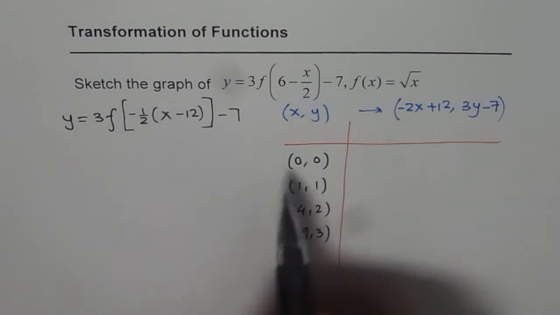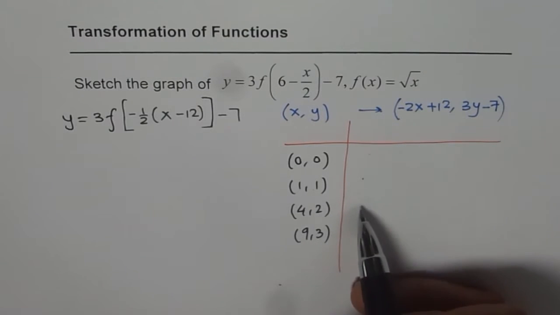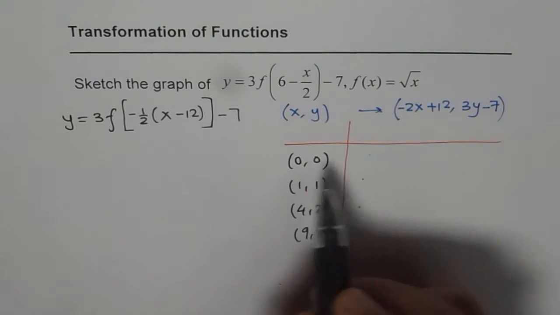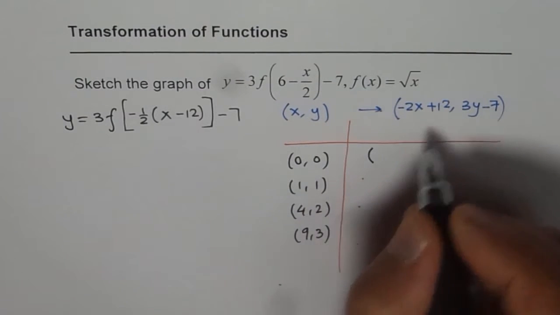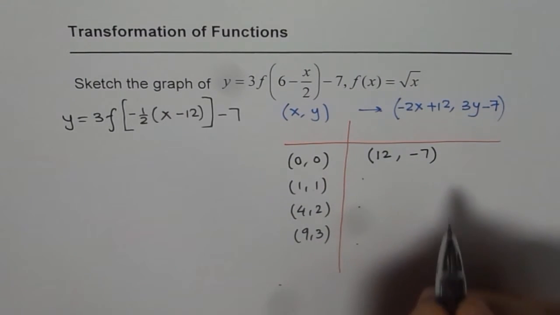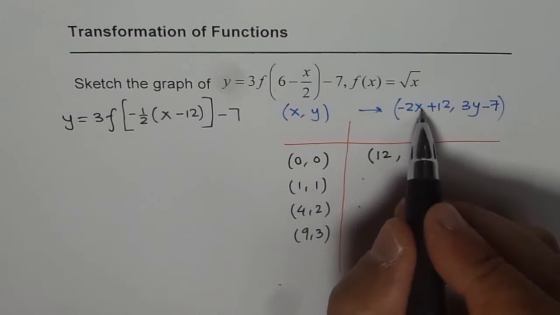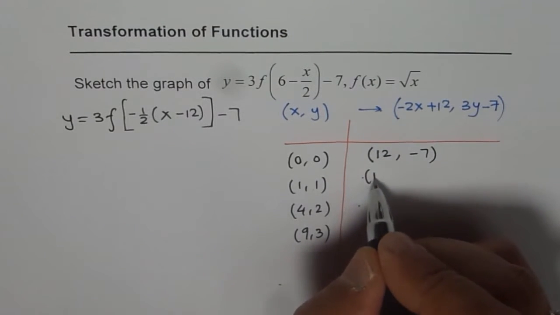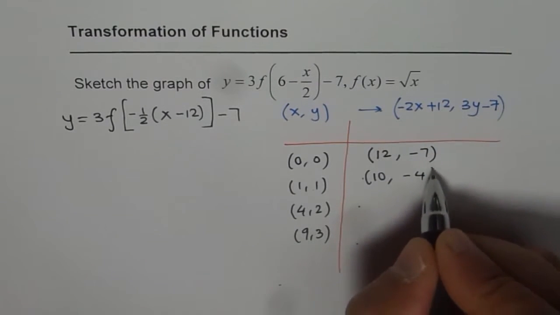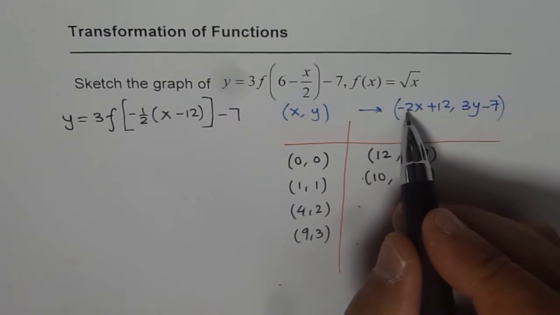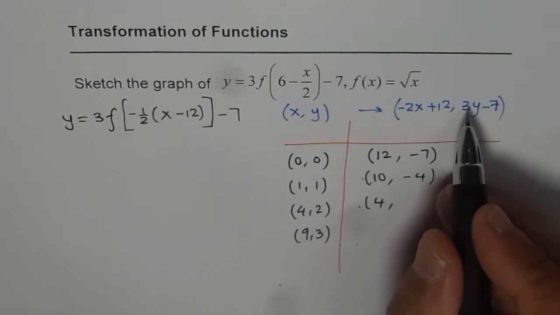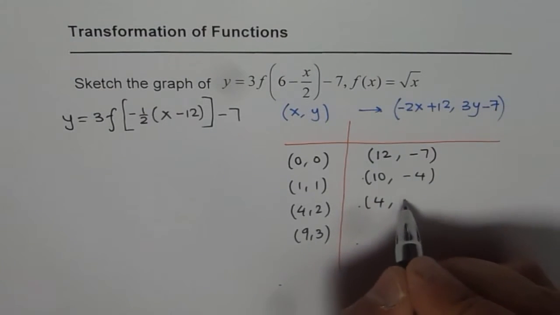So these x and y values will give you the image points, right? So you can substitute x and y points, and calculate. For example, if I write 0 here, I get 12, and for y, I get minus 7. If I write 1 here, minus 2 plus 12 is 10, and 1 times 3 is 3. 3 minus 7 is minus 4. For 4, minus 8 plus 12 will give you 4 here. And for 2, 3 times 2 is 6. 6 minus 7 is minus 1.